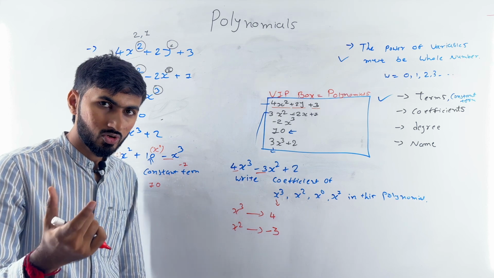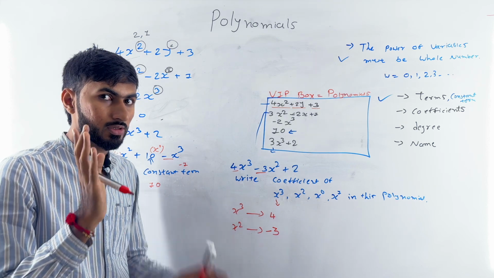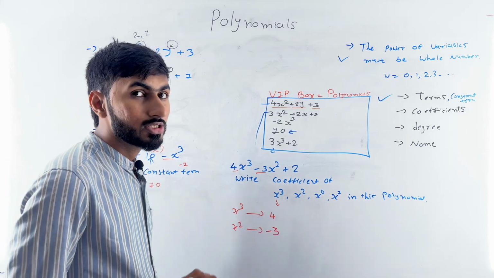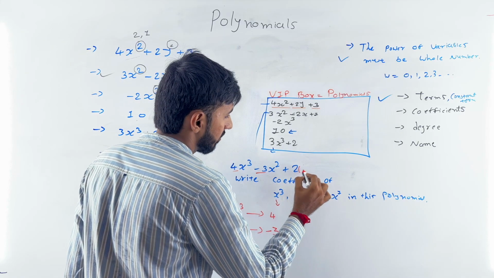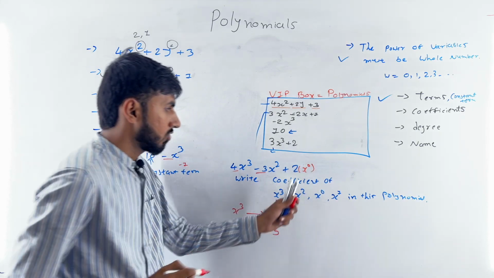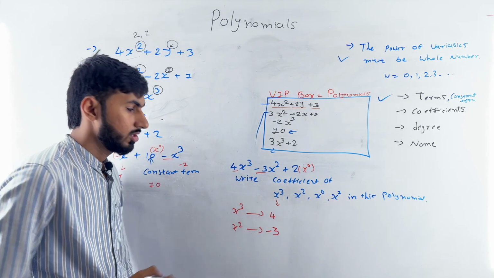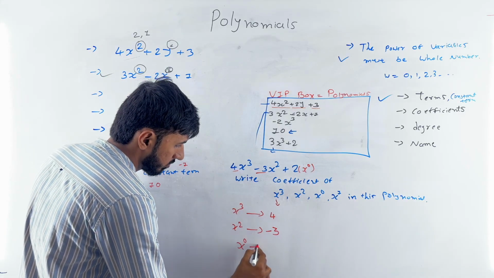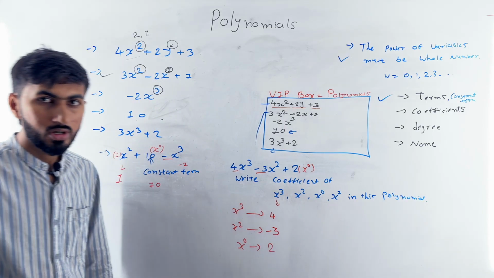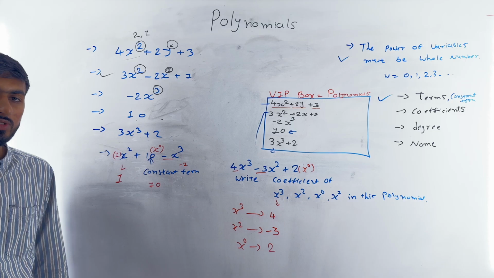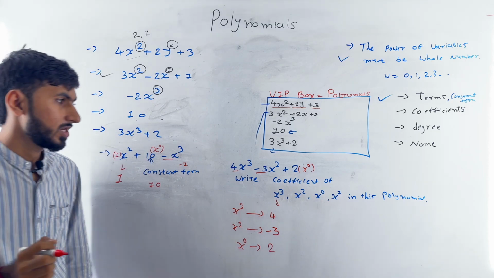Now what is the coefficient of x power 0? What is x power 0? X power 0, that is 1. So this is asking me for the constant term. Here I have x power 0, right? So the coefficient of x power 0 will be +2. In any polynomial, the coefficient of x power 0 is always the constant term, right?